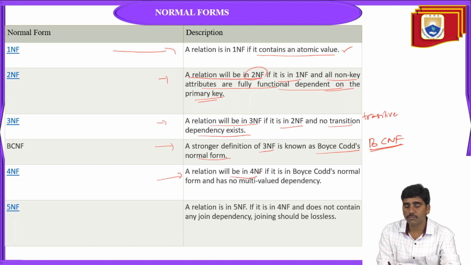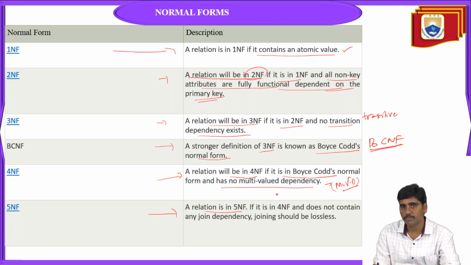A relation will be in fourth normal form if it is in Boyce-Codd normal form and has no multi-valued dependency. And a relation is in fifth normal form if it is in fourth normal form and does not contain any join dependency. So the joining should be lossless.